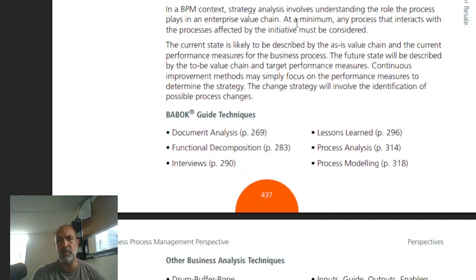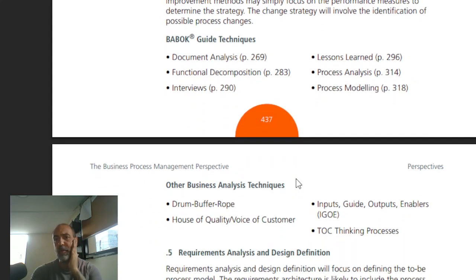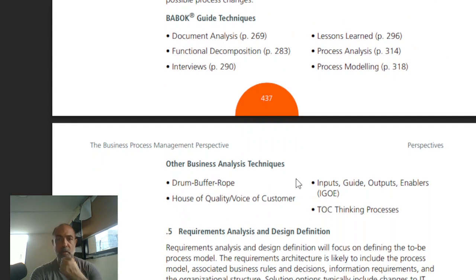Strategy analysis: context strategy analysis involves understanding the role the process plays in the enterprise value chain. At the minimum, any process that interacts with the processes affected by the initiative must be considered. The current state is likely to be described as the as-is value chain, and the current performance measured for the business processes. The future state will be the to-be value chain. Notice, we won't go back to that because that's where strategy lives. Moving from here to here, what's the strategy? And continuous improvement methods may simply focus on the performance measures of determining the strategy, and changing the strategy involves identification of business process changes.